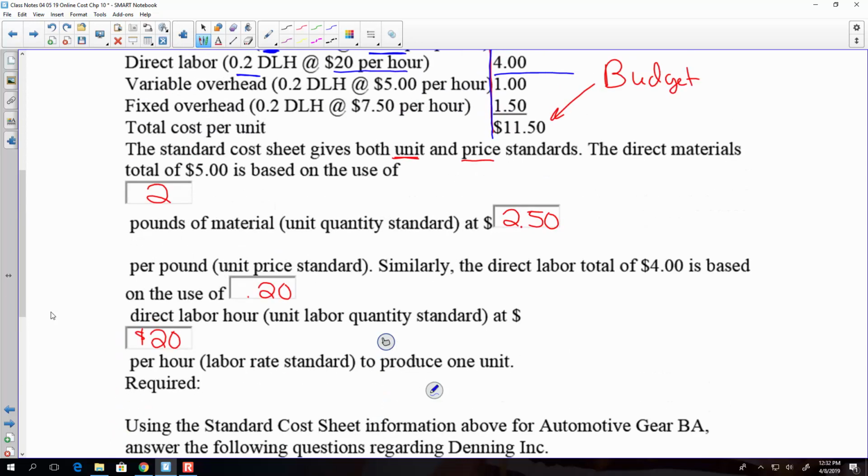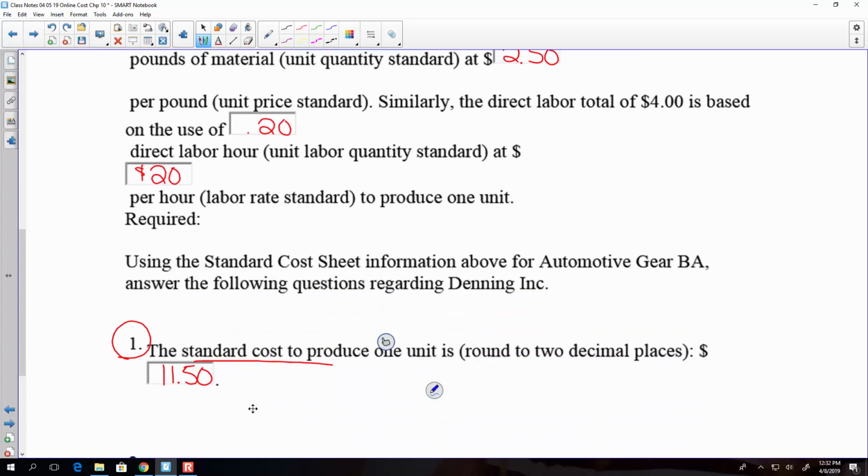And they even come up with what is the standard cost per unit. Well, that's $11.50. What does it take to make 1 unit? We add them up, right? All 3 product costs. And overhead, like we have been dealing with, has been split into its variable and fixed parts.